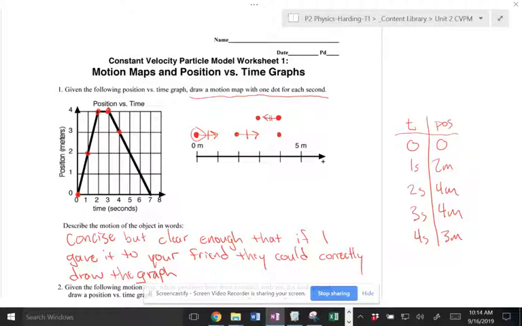So these are literally the position in meters. So I read this as time zero, and then it just goes across. Time zero, that's 5 meters. Even when it's 1 second later, that's 4 meters. And then 2 seconds, that's 3 meters.